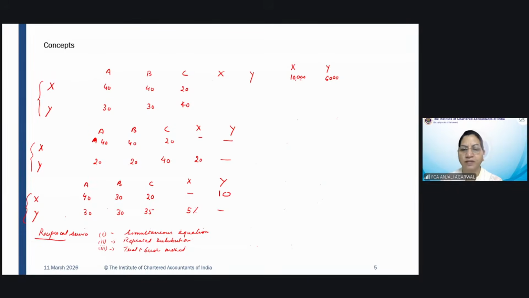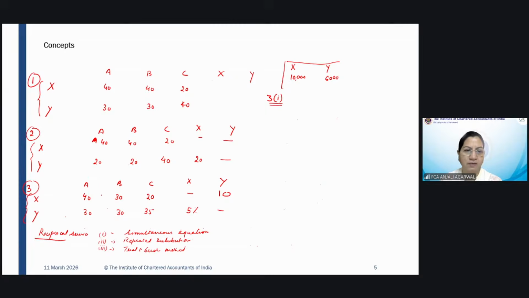So the X total will not be 10,000. Now it will be 10,000 plus 1,200 from Y. So you will distribute 11,200 amongst ABC in the ratio of 40, 40, 20. But if it is reciprocal services, let me apply the simultaneous equation method here. So I'm solving allocation or apportioning the total of 16,000 amongst ABC ultimately.